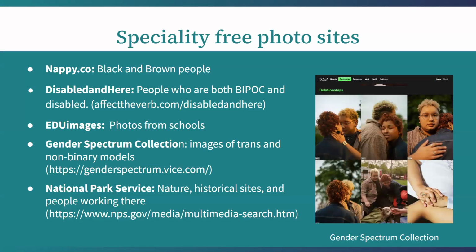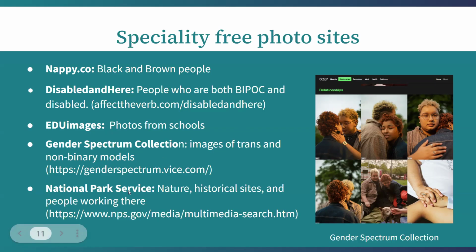Here's, in fact, a whole list of other specialty free photo sites. These are, for the most part, sites that are publishing high quality stock photos because they want to represent their community better. Nappy.co is Black and brown people, disabled, and people who are both BIPOC and disabled. EDU Images is schools. Gender Spectrum Collection is images of trans and non-binary models.